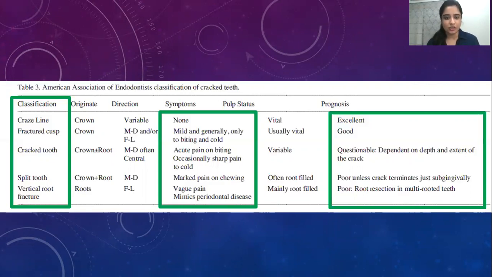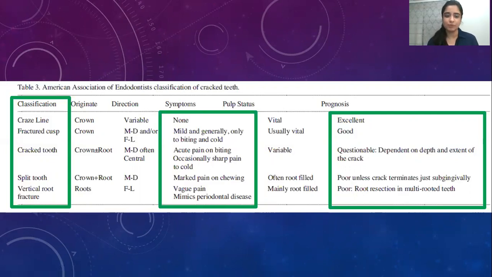If there is a cracked tooth, then the patient will have acute pain on biting and occasionally sharp pain to cold. The pulpal status in such cases can be variable, that is, it can be vital, it can be non-vital. So we have to see with our pulp sensibility test. And the prognosis for such cases is questionable, so it depends on the depth and extent of the crack.